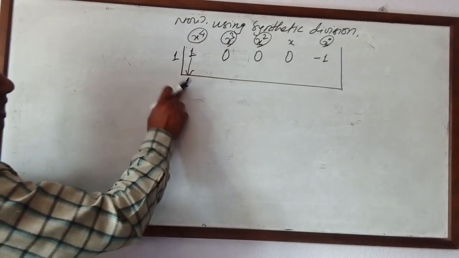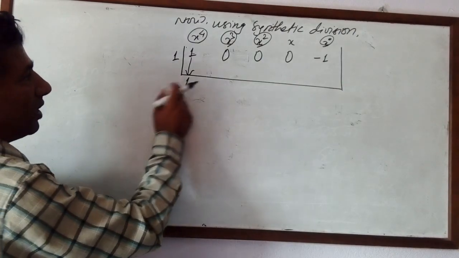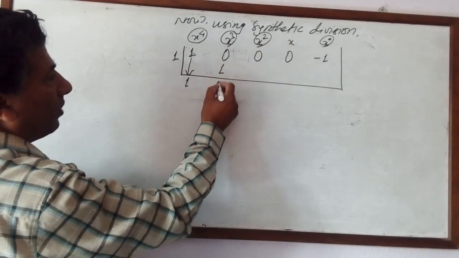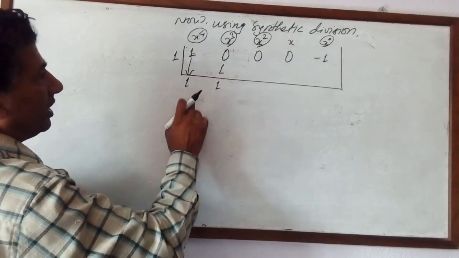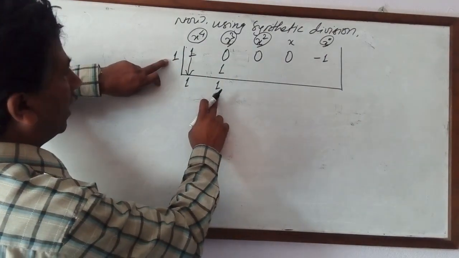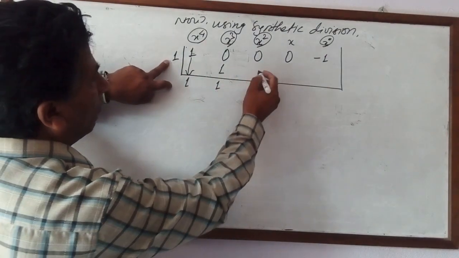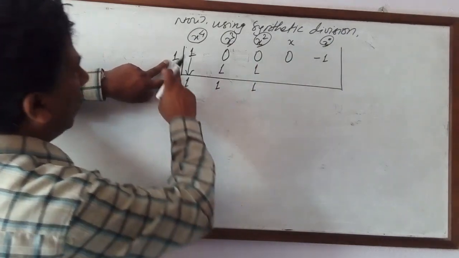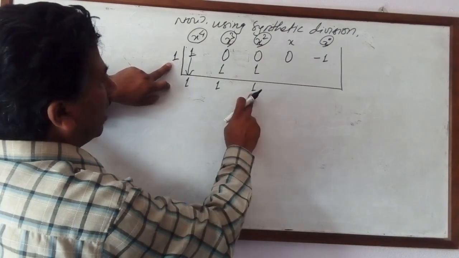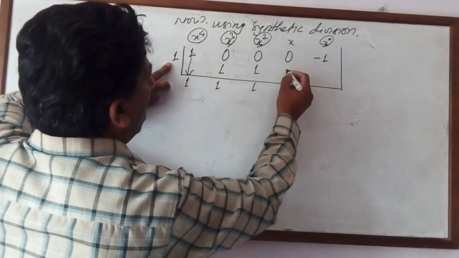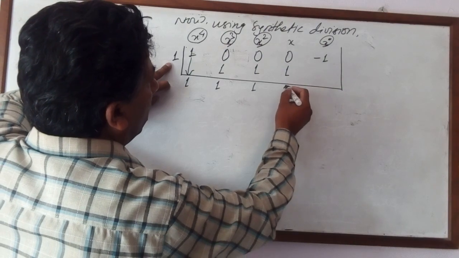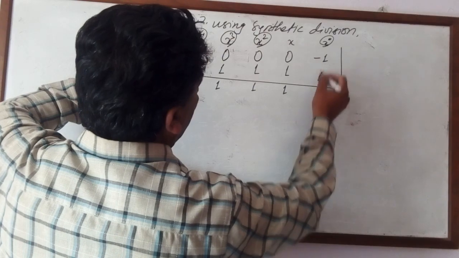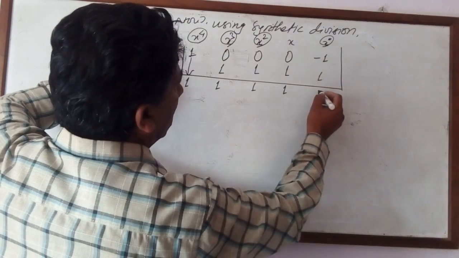Now multiply this one by this one. 1 times 1, 1. Now do not change the sign. 0 plus 1, 1. Again multiply this one by this one. 1 times 1, 1. After addition, 1. Again multiply, 1 times 1, 1. Again 0 plus 1, 1. Multiply this one by this one. 1 times 1, 1. Now minus 1 plus 1, 0.